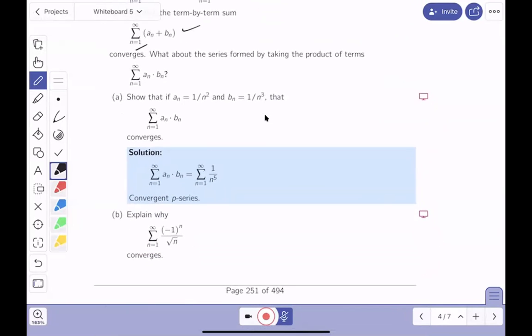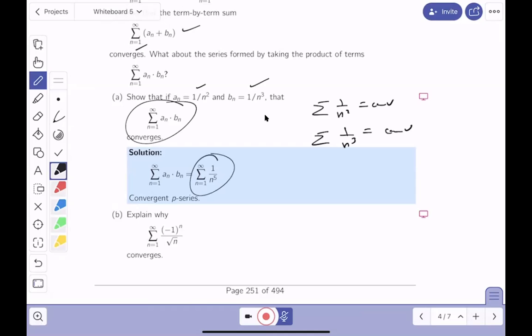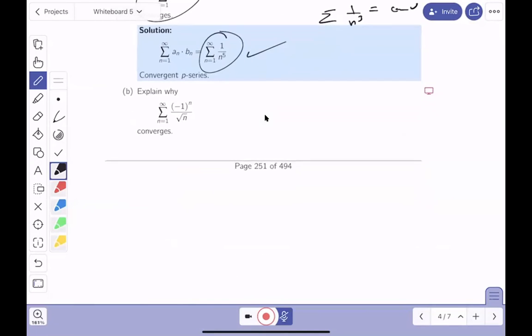So they say, show that if a_n is this and this, which are both going to be convergent series. So for example, 1 over n squared is convergent. And, you know, 1 over n cubed is convergent. We know that. All right. How about this one over here? What would you get? You'd also get a convergent p-series. So they're asking about this one. So what is the conclusion? They give us the example. We conclude that that's a convergent p-series. All right. Now let's look at this one over here.